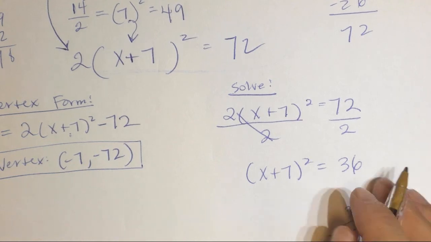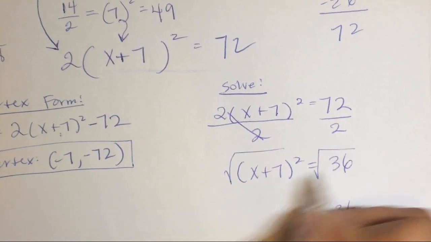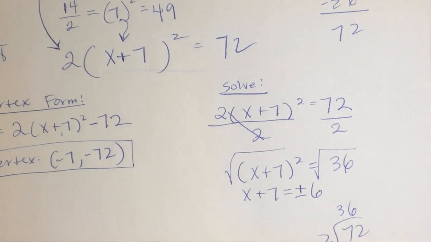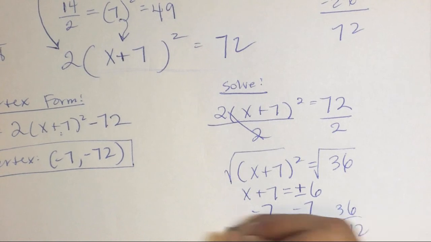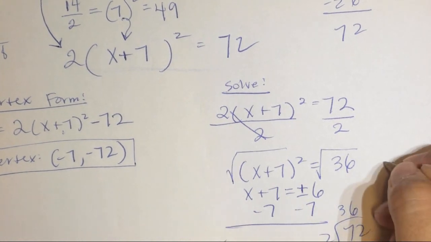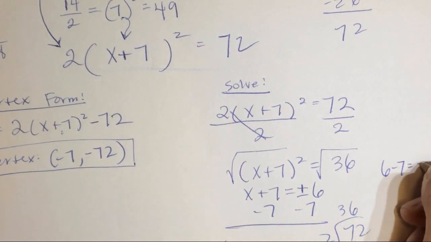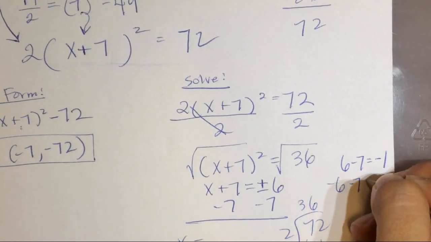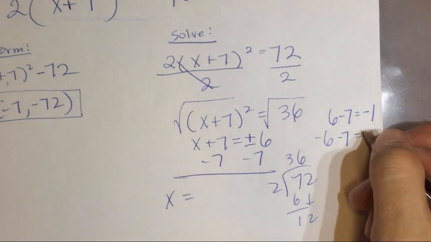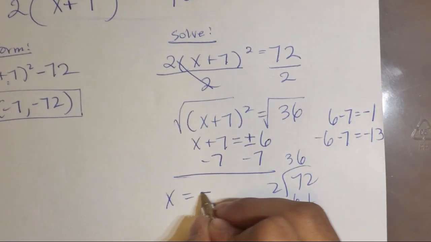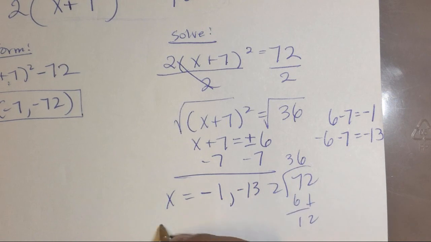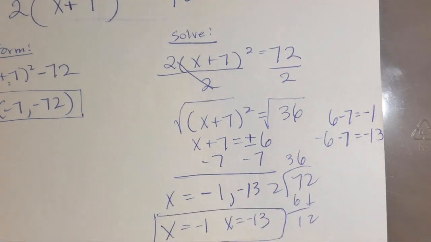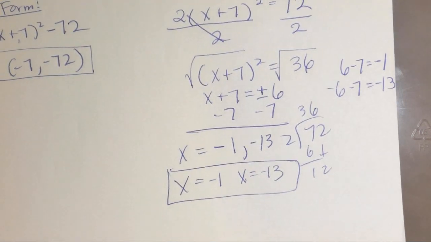And so now what I'm going to do is take the square root of both sides. So x plus 7 equals plus or minus 6. And then subtract 7. So 6 minus 7 equals negative 1. And then negative 6 minus 7 gives me negative 13. So I get negative 1 and negative 13. Those are my two answers for my solutions.